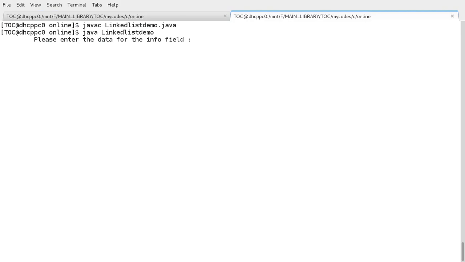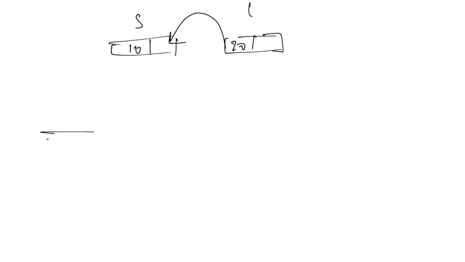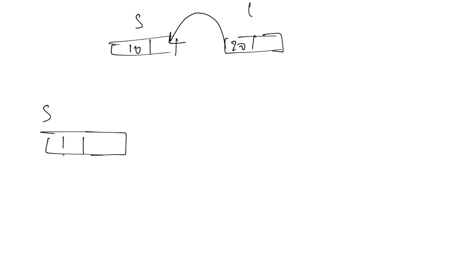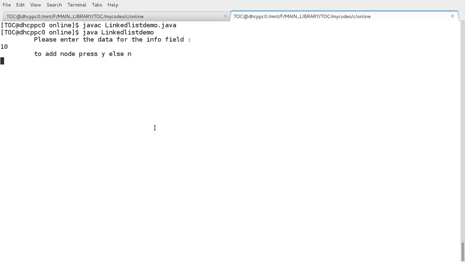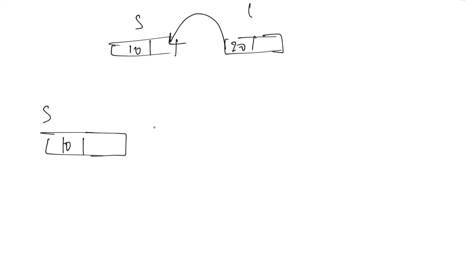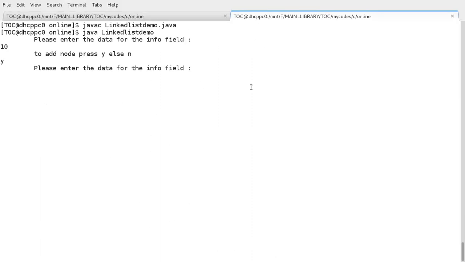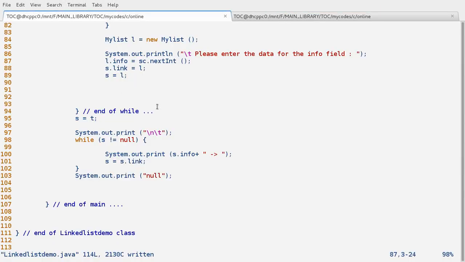Okay, so please enter the info field. So the node has been created. Say it is node s. So if I print, 10 got stored over here. Now if I want to create one more node, so press y. I pressed y, so one more node got created, and it's asking for the info field. I put 20, it got stored, and due to this logic it's getting linked also.